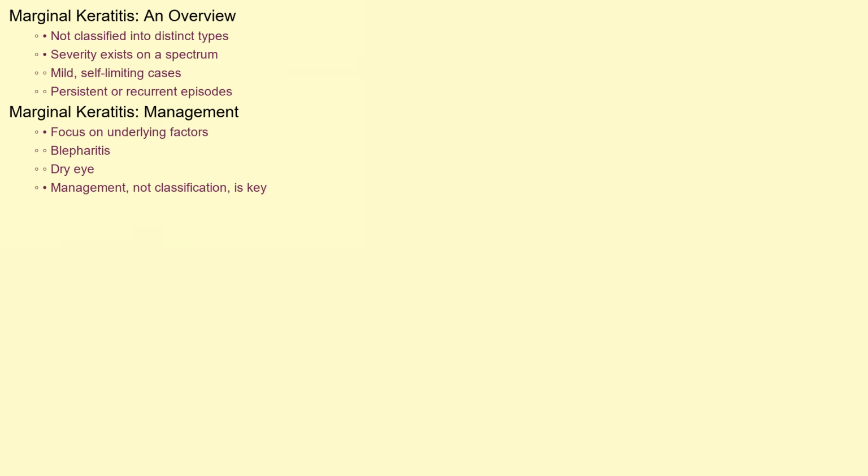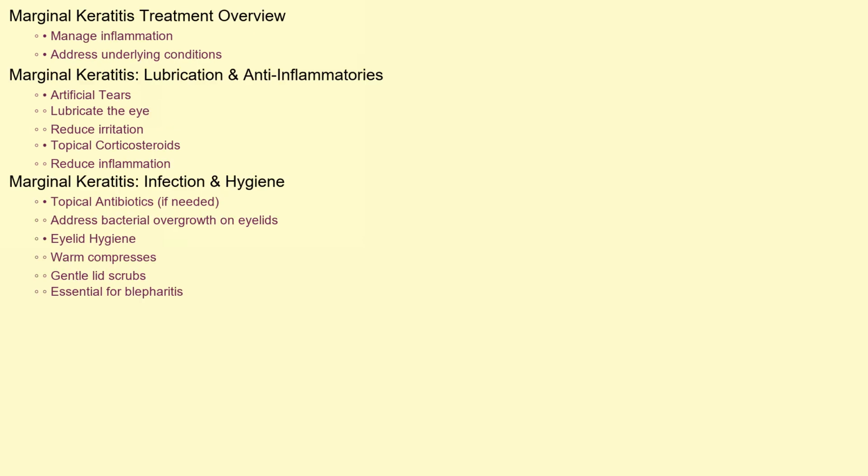Marginal keratitis doesn't typically have distinct classifications or types in the same way as some other diseases. It's usually understood as a spectrum of severity, ranging from mild, self-limiting cases to more persistent or recurrent episodes. The focus is on managing the underlying contributing factors, such as blepharitis or dry eye, rather than classifying the keratitis itself.